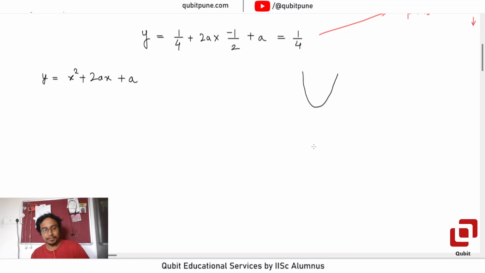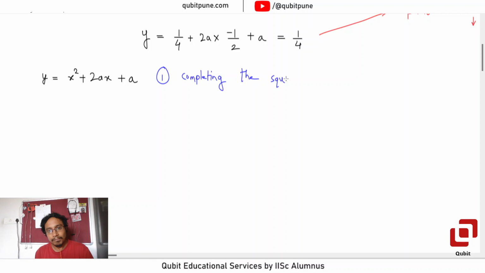So this parabola y equal to x squared, it must be of this form. So which method do you prefer? There are two ways: completing the square, or you can also do it by calculus, that is finding derivatives. Tell me, which way should we go?